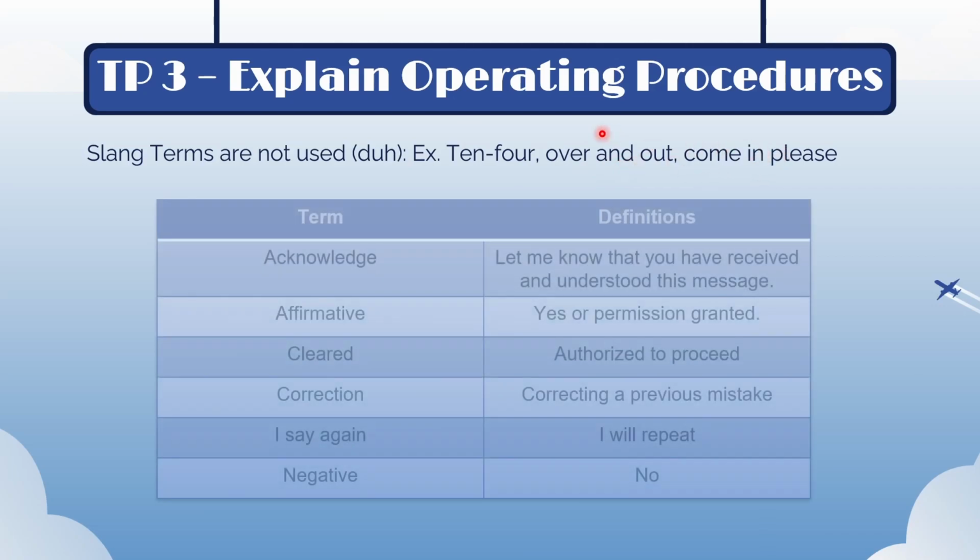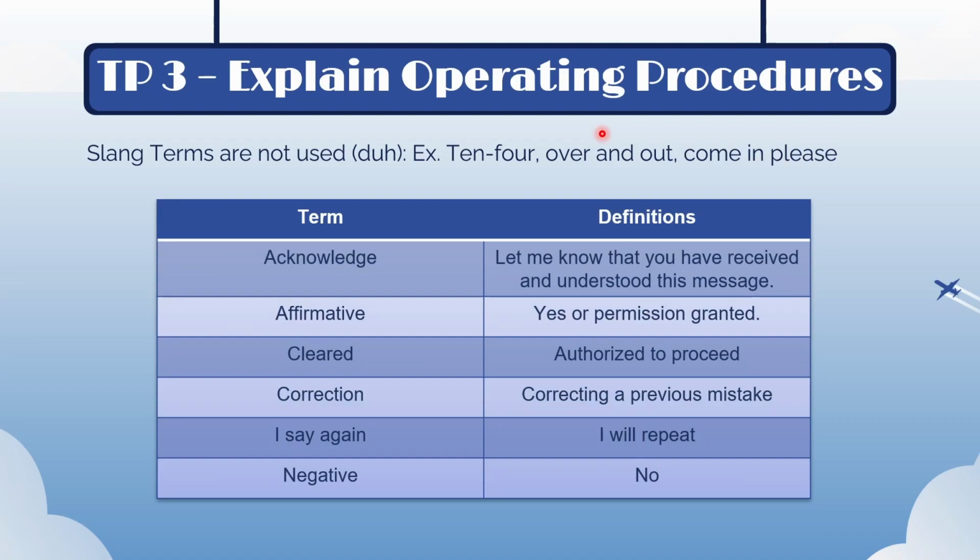So these are the list. We got 2 tables. The first is this table. A couple things here. We're just going to go over the list, right? Acknowledge is just, let me know that you have received and understood this message.